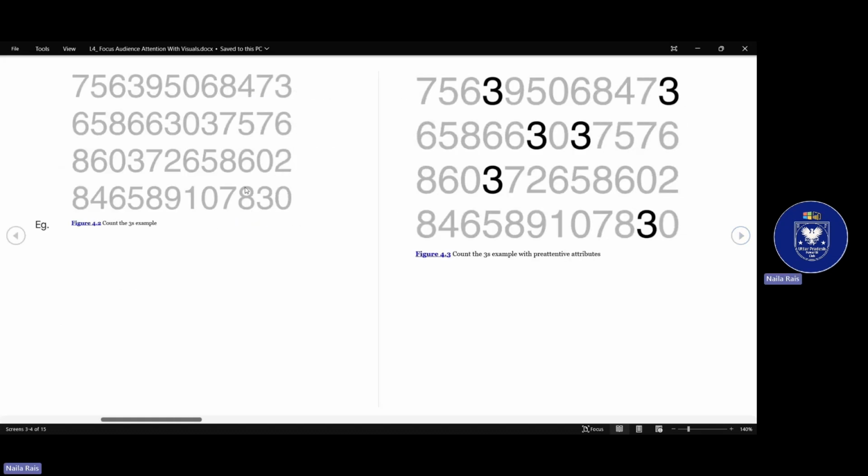If we look at figure 4.2, the count the 3's example, after looking at this figure, I'm not able to figure out which data I need to focus on. My eyes are looking around, it's too confusing for me. But if I look at figure 4.3, the count the 3's example with pre-attentive attributes, I can clearly focus on the 3s. Wherever a 3 is written, I can clearly see it.